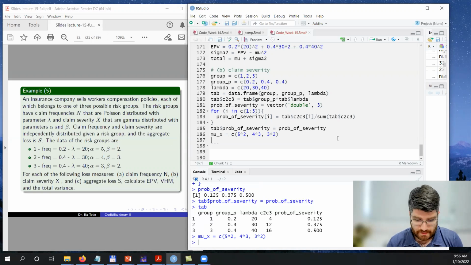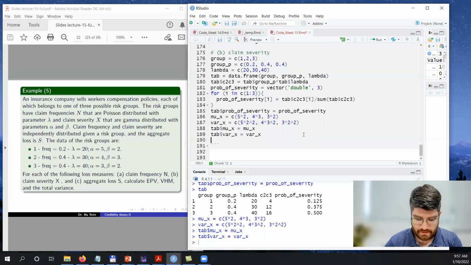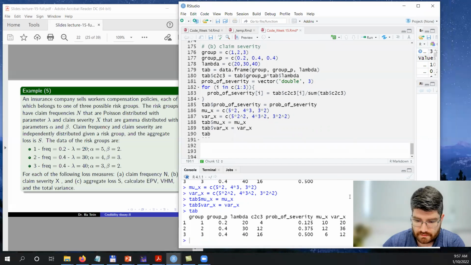So there is a vector of 3 products there. And the variance of x is also these calculations, but we will add the square to the right-hand side as the same kind of calculation is performed over here. Okay, so this is the mu and variance. And actually our tab will contain 2 extra columns. So our table mu x will be mu x, and our table variance of x will be variance of x. Okay. So this is the table, and we can see these whole computed values inside our table.